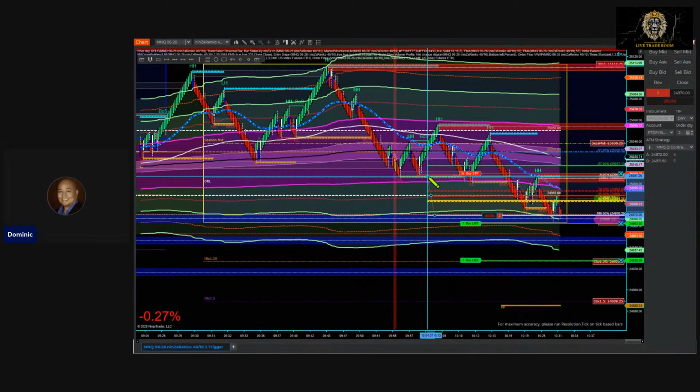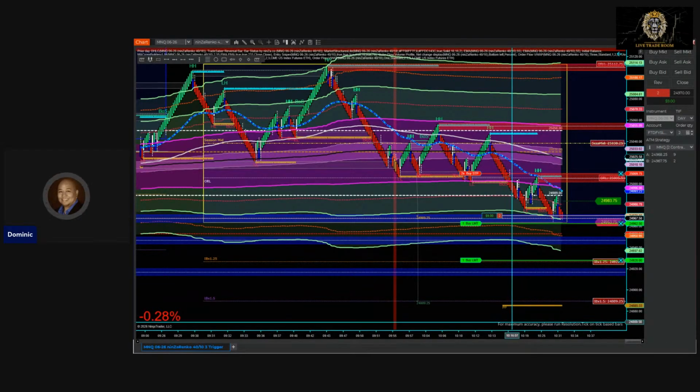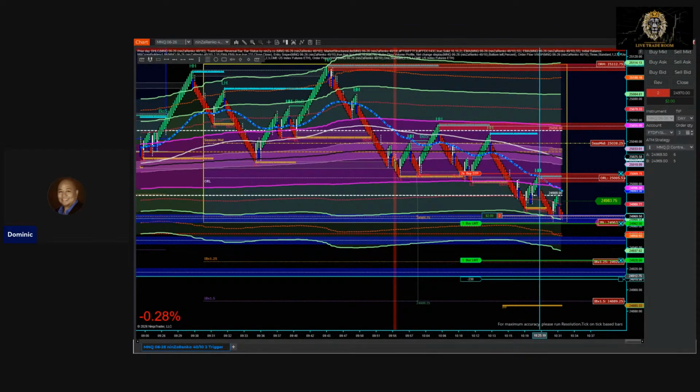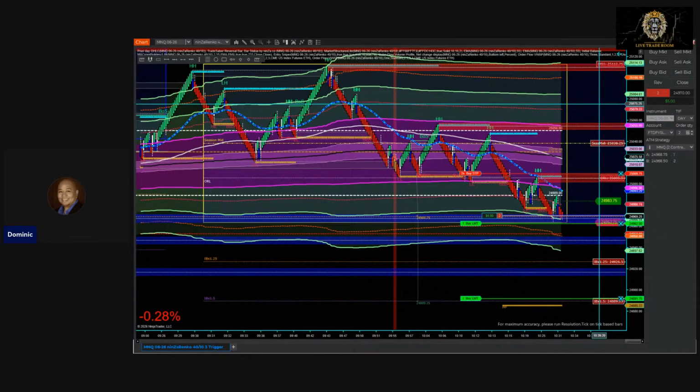Oops. Get this one. At least 1.5. Let's get down here. I just want to get this first profit first, because it didn't break this zone here.